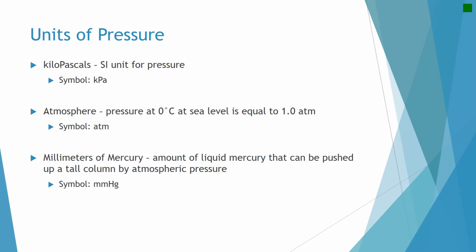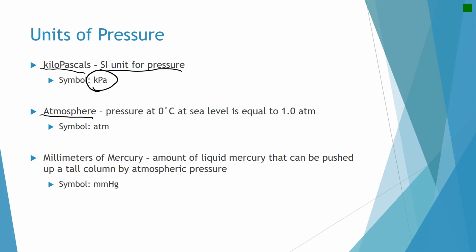With pressure, there are 3 units that you are going to absolutely need to know. They're not interchangeable, but they all can be converted from one into the other. Very important to know these. So kilopascals is the first one. This is actually the scientific unit that we use for pressure. Its symbol is kPa, with a capital P and then a lowercase a.